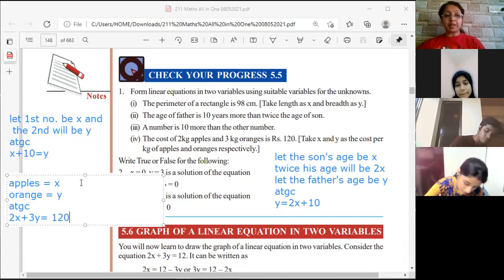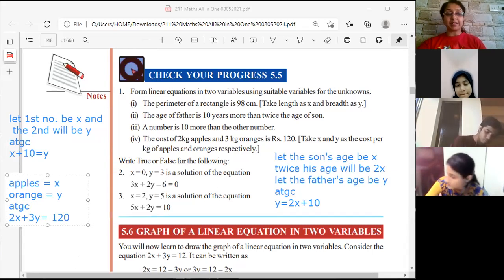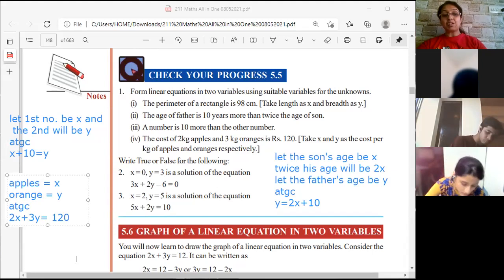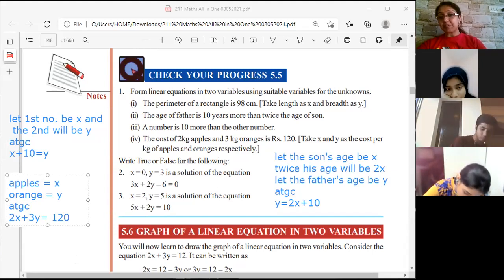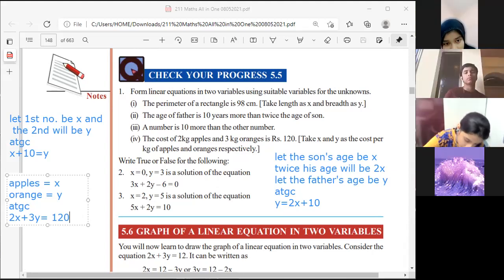Do you need any explanation in this part? I think it's not required, but if you still want, I will explain why I did it as 2x and 3y. Because 2 kg is the number of apples, so 2 kgs multiplied by the cost, and 3 kgs multiplied by the cost of oranges, which is y. That is why we are multiplying it as 2x and 3y. Is it very clear till here?